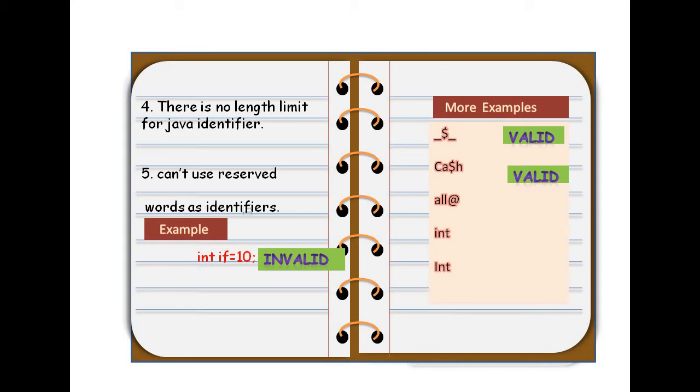And then next one is all hash. All alphabets we have used correctly, but the special symbol is wrong. What about this one? Is it valid or invalid? Yes, this is invalid. Then next, int. What about int? int is a reserved word. So it is invalid. Next one is Int, but I have specified I in caps. So it is taken as different. So it is valid. Yes, you are all right.